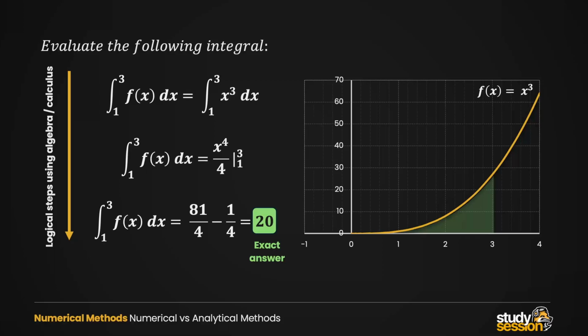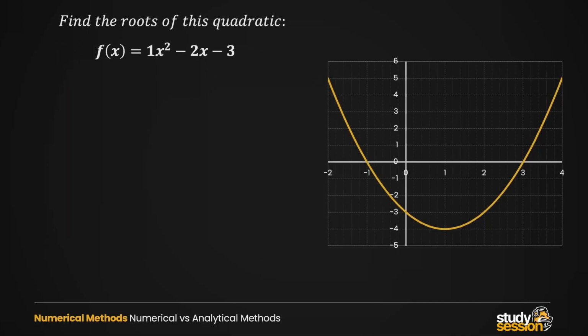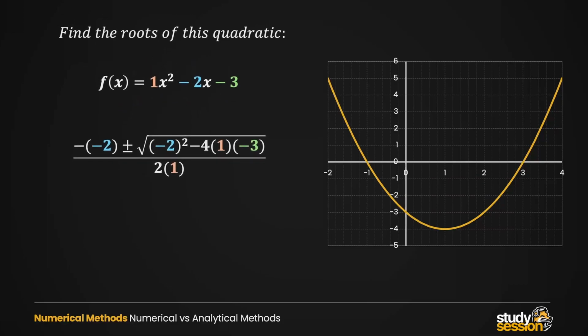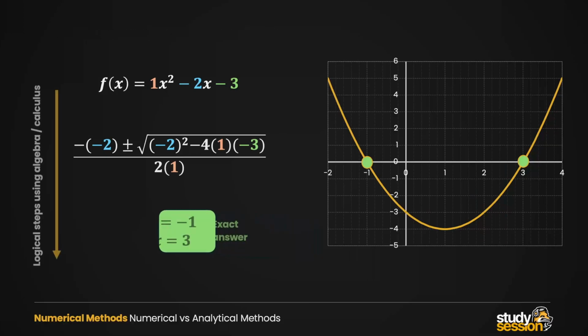And this is the gold standard of mathematics. It is perfect. We see the same thing with finding roots. Let's say I give you the polynomial x squared minus 2x minus 3 equals 0. And we'll use the quadratic formula for this. You plug in your coefficients, a equals 1, b equals minus 2, c equals minus 3, and we can find the exact roots, which are at x equals minus 1 and x equals 3. And again, these are perfect, and these are exactly the roots. It's not close to these numbers, it is these numbers.